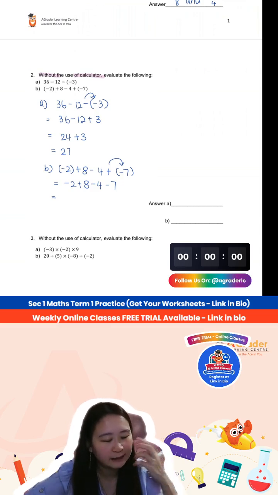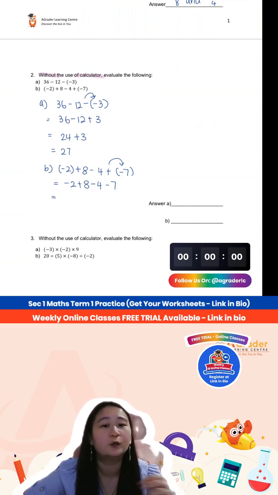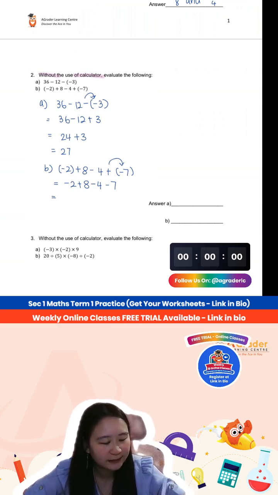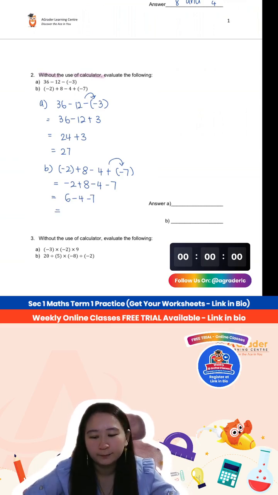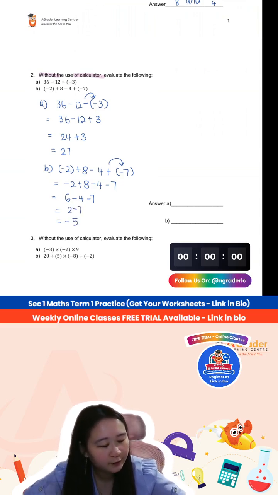So for those who can't see this, you can actually switch the position. You switch negative 2 and positive 8, so it will become 8 minus 2. So 8 minus 2 will give you 6. Then 6 minus 4 will give you 2. And then 2 minus 7, you get negative 5.